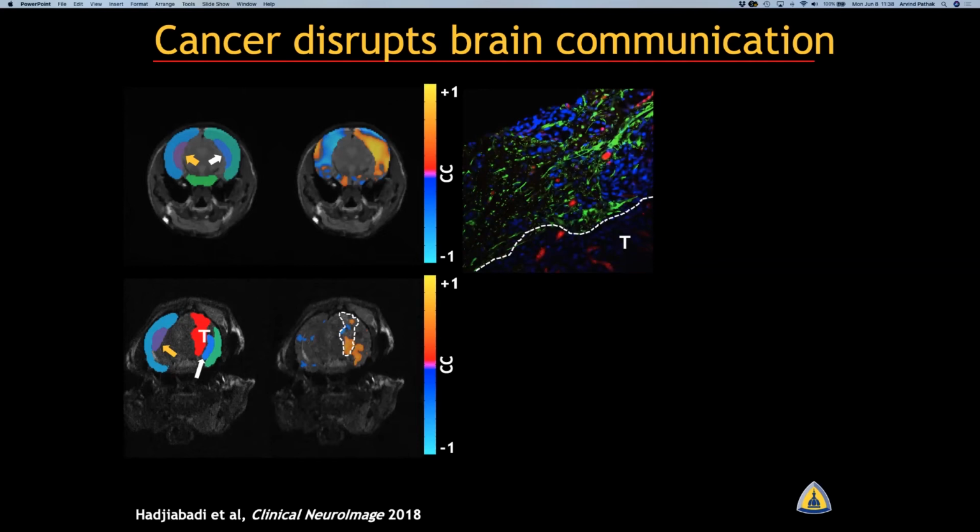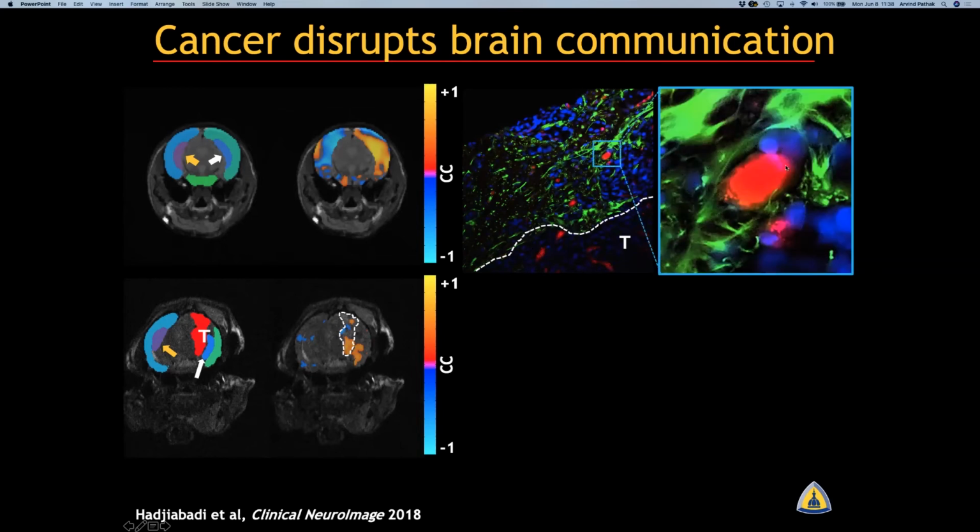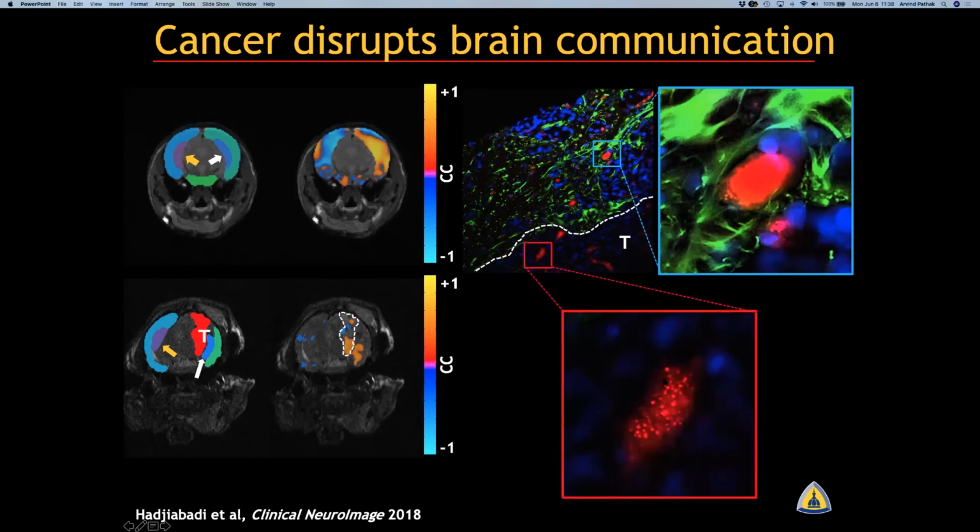So shown in green are the astrocytes, shown in red are the blood vessels, and shown in blue are just the cells. So you can see this is a healthy brain, and this is the boundary of the tumor, and this is the tumor brain. And if you zoom in, you can see healthy blood vessels are very nicely surrounded by these astrocytic end feet. But if you look inside the tumor, you see an absence of these astrocytic end feet.